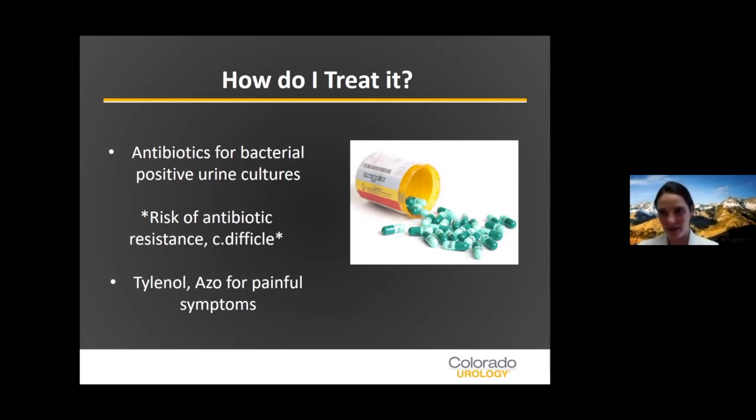Why don't we just give you antibiotics right away? Basically, we want to make sure that we're not causing you more harm. The big one is the risk of antibiotic resistance. And I think a lot of people have heard about this.